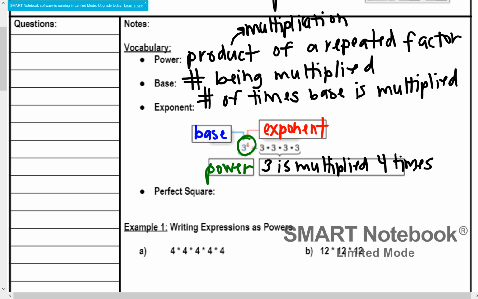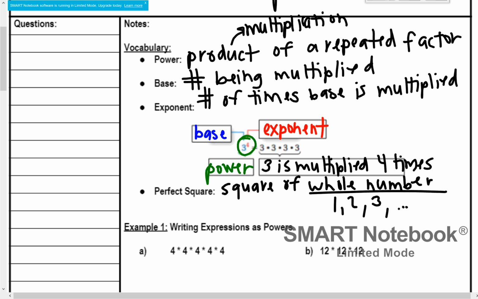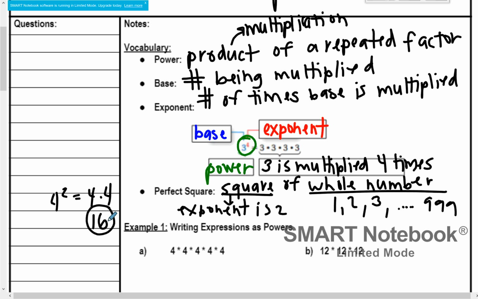All right, the last vocab word is called a perfect square. We are going to do some examples on that later, but the definition I'll give you right now is the square of a whole number. First we need to know what a whole number is. Whole numbers are numbers such as 1, 2, 3, all the way to infinity. So 999 is a whole number. A whole number doesn't have decimals or fractions. What a square means is that the exponent is 2, so it's just being multiplied by itself once. For example, 4 squared is 4 times 4, which is 16. 16 would be a perfect square because it's the answer to the square of a whole number, 4. Like I said, we'll do some examples below.